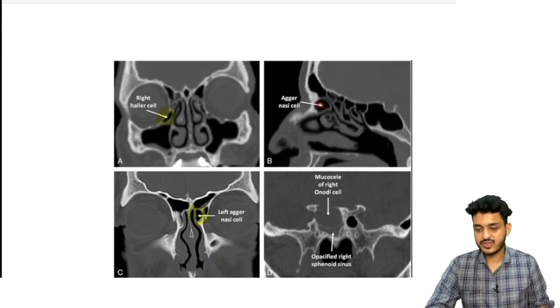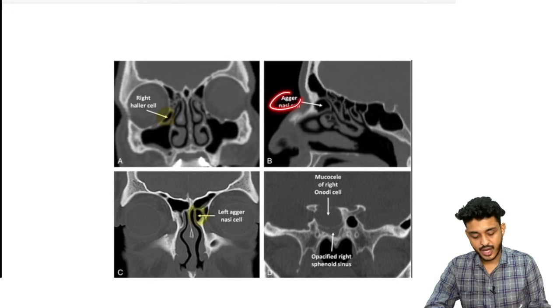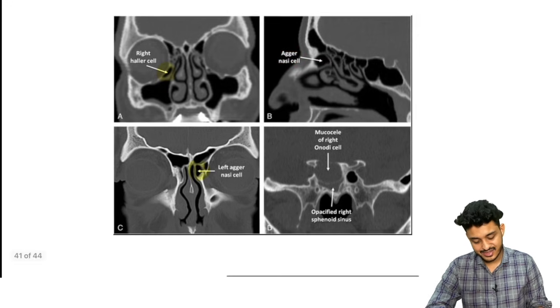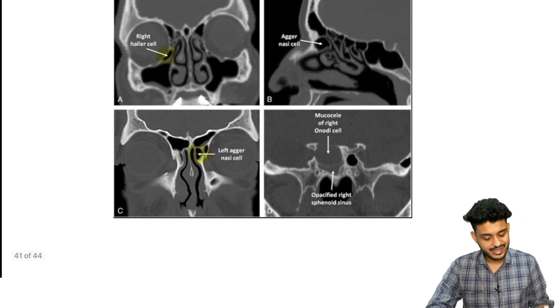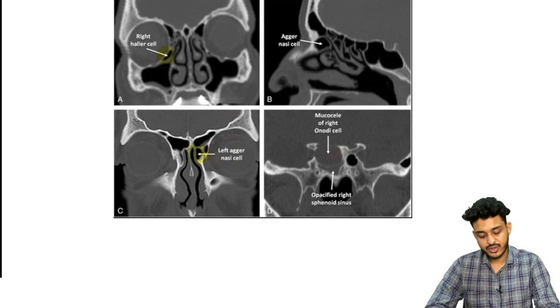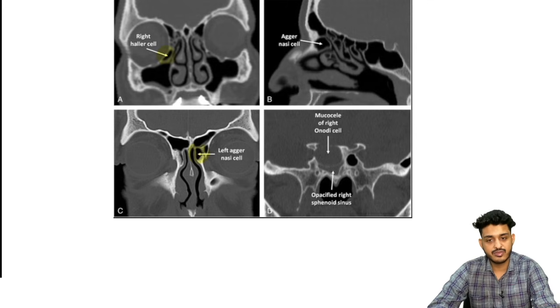The superficial and outermost cell is going to be agger nasi cell. We have got agger nasi cell. This is going to be your left agger nasi and this is going to be your sphenoid sinus. We will be having what? Mucocele formation of right Onodi cells.